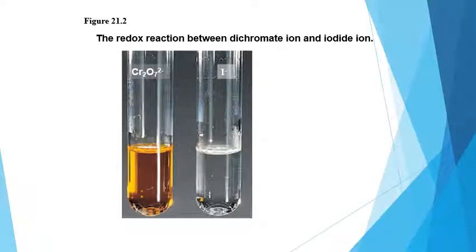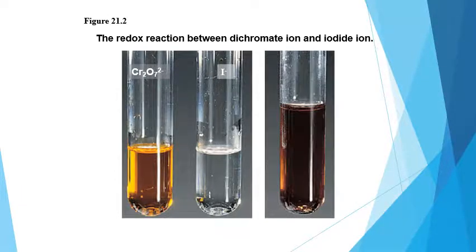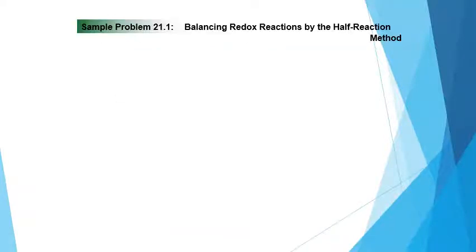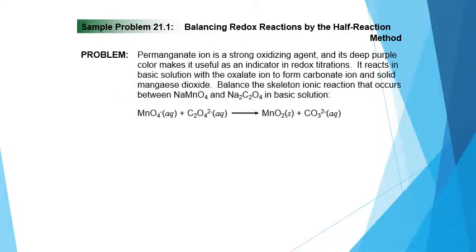And this is the redox reaction between a dichromate ion and the iodide ion. So we have a brown solution later on after the oxidation. The last example we have is the permanganate ion, a strong oxidizing agent, and its deep purple color makes it useful as an indicator in redox titration.